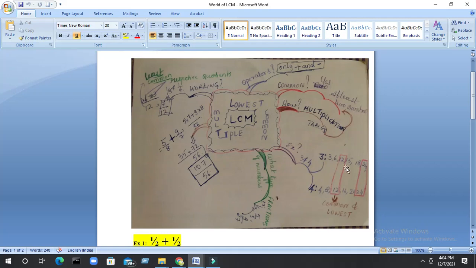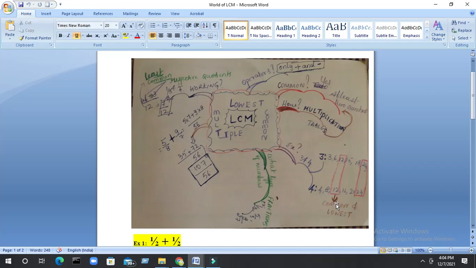Here I said multiplication table, so let's look at the multiplication tables. For 3 we have 3, 6, 9, 12, 15, 18, 24, and it just goes on. For 4 also: 4, 8, 12, 16, 20, 24. Among these multiplication tables, I take one number which is common in both 3 and 4. If you observe these two tables, 12 is common. Is it the lowest? Yes, compared to 12 and 24, 12 is lowest. So, can I take 12? Yes. That becomes the LCM of 3 and 4.